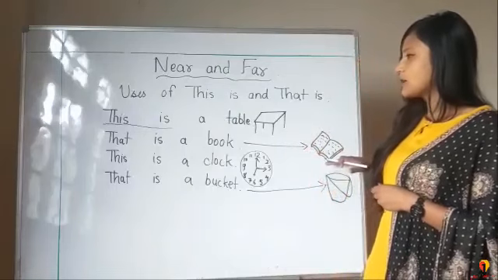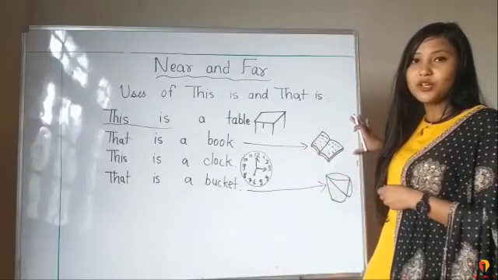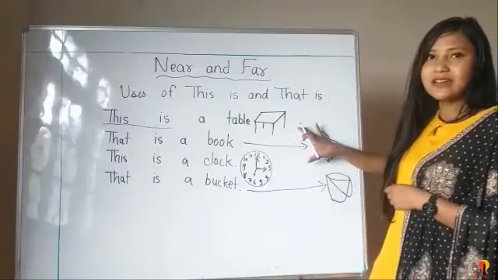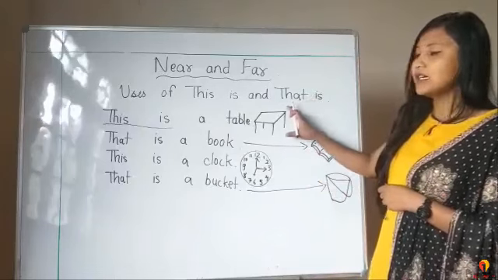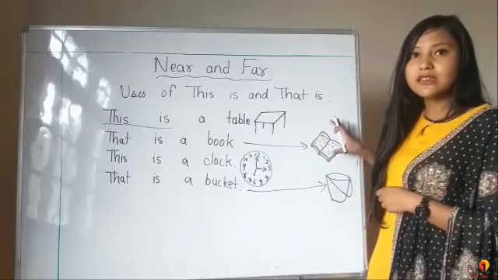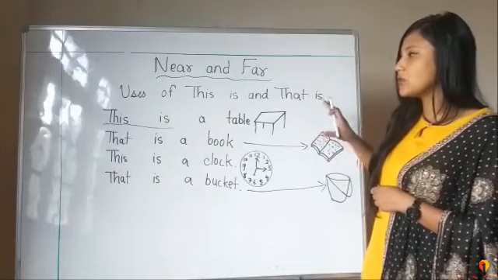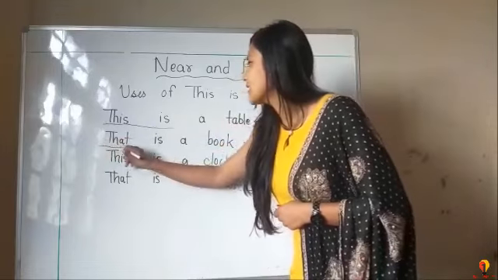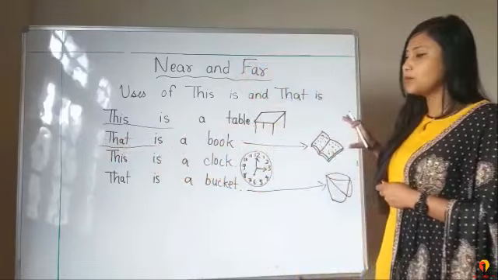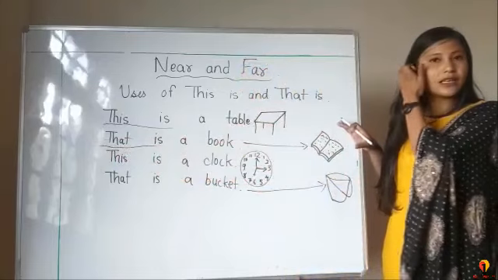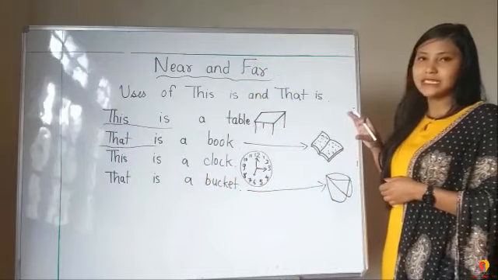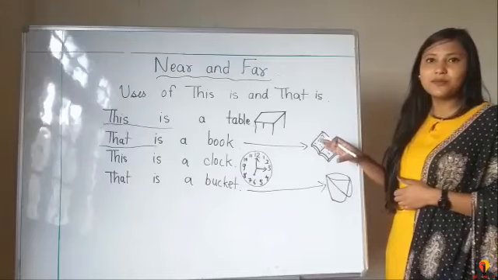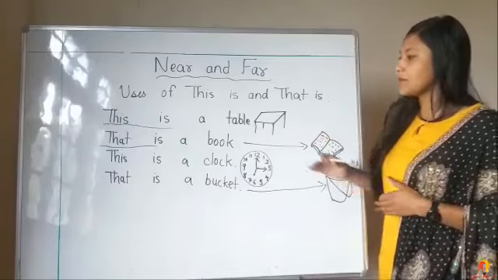So here in the second picture you can see that book. So the book is farther than the table. So we say that is a book. तो book को point out करने के लिए हम क्या बोलते हैं? That is a book क्योंकि book थोड़ा दूर है.